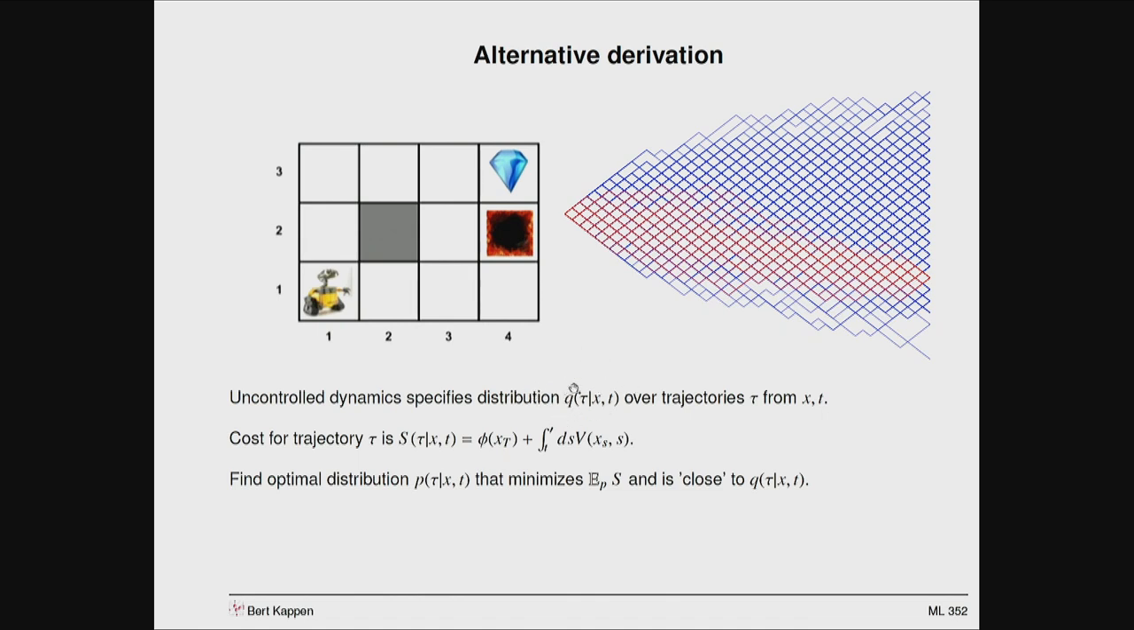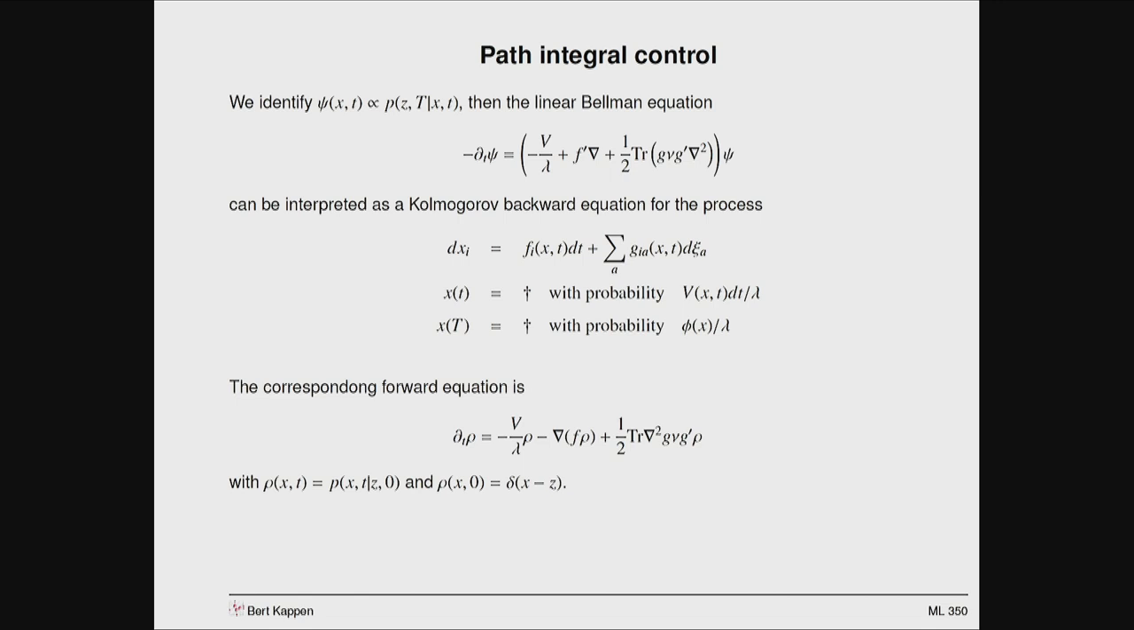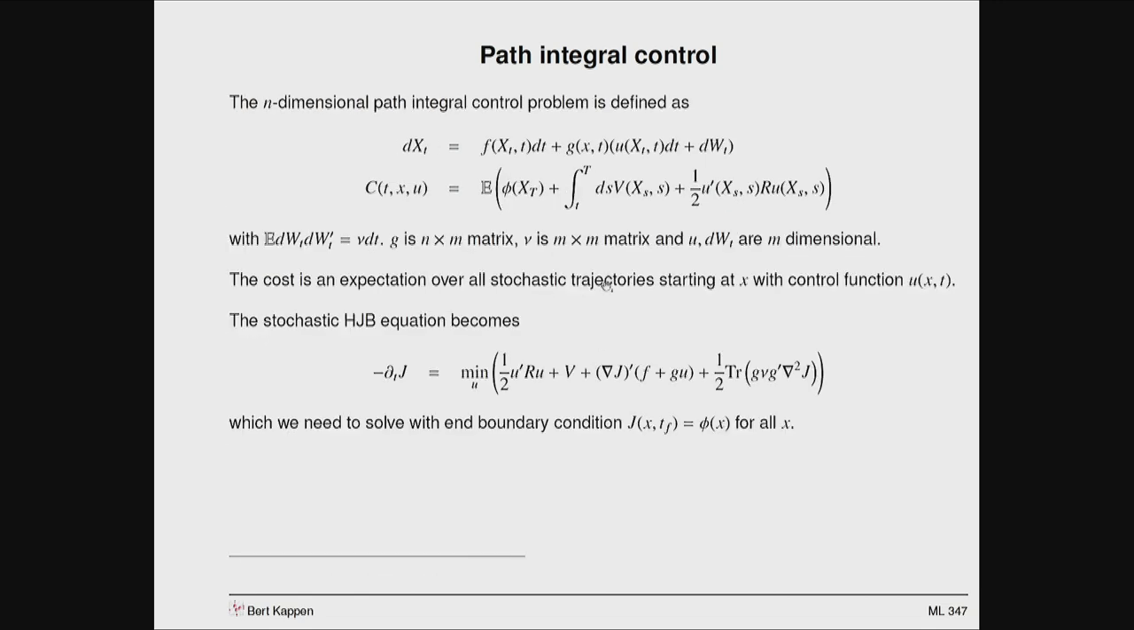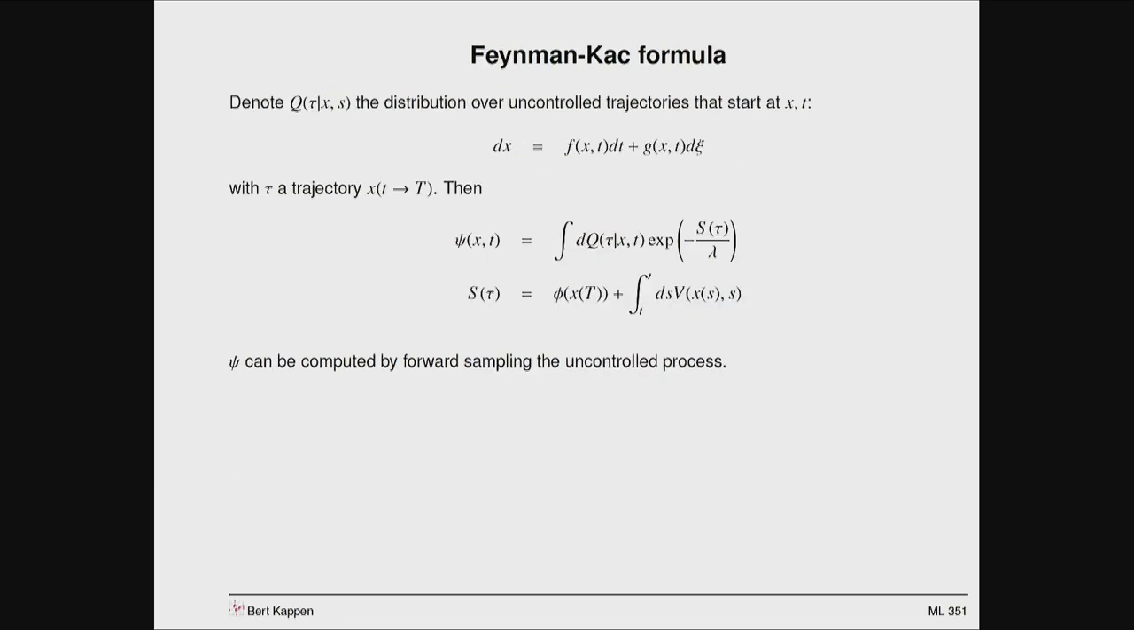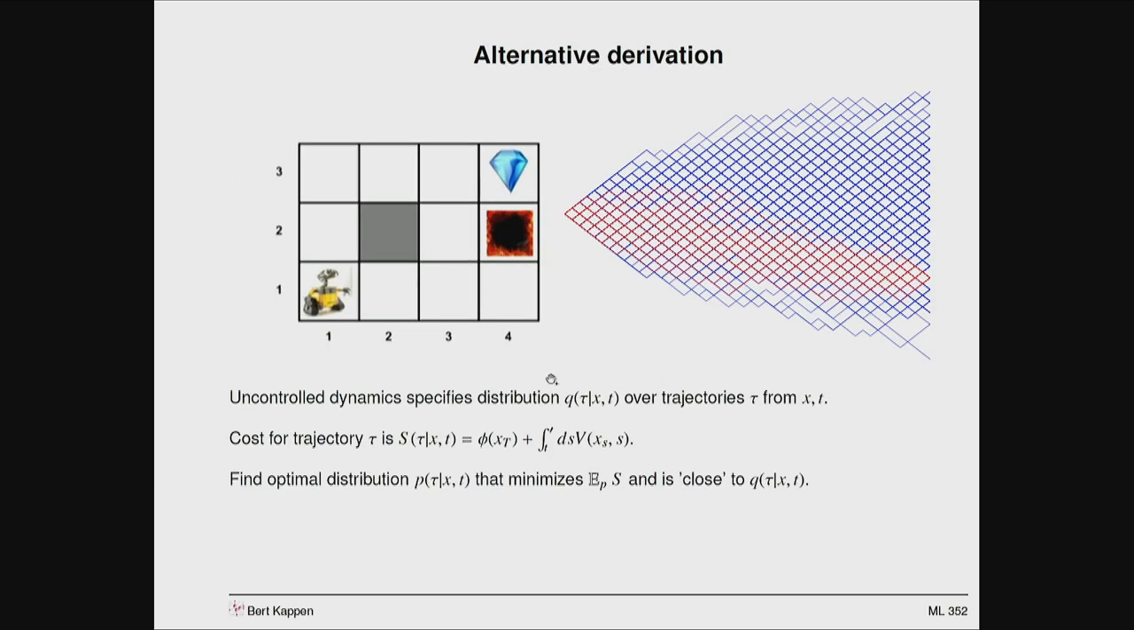This is the so-called uncontrolled dynamics. This is the dynamics that I get if I just do random movements. It's the same as in the formulation that I started with if I set the control equal to zero. I get just Brownian motions. Now, I can identify Q with the distribution that I get over these uncontrolled dynamics.